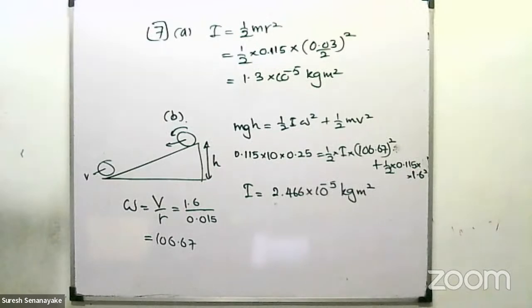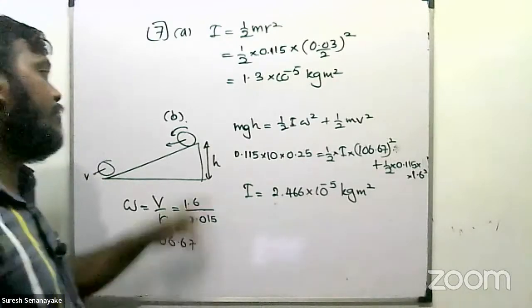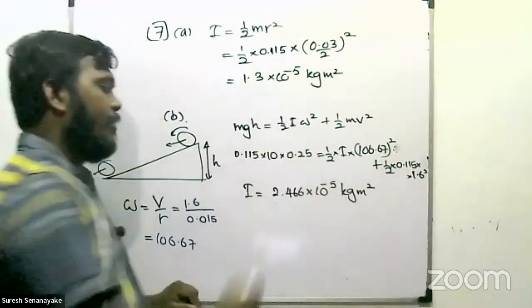Explain why the moment of inertia found in part B is greater than part A. So what should be the reason? Because when it rolls down, we assume that there is no energy loss. So that's why we get a bigger value. This is the actual value.